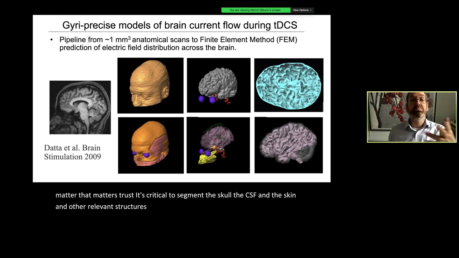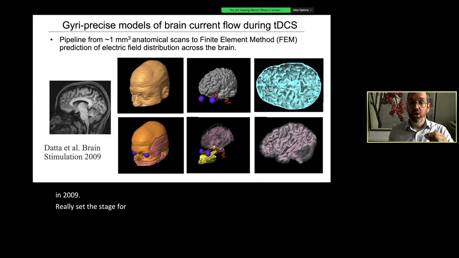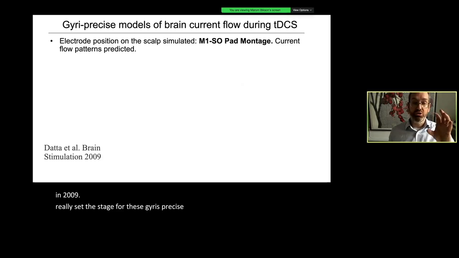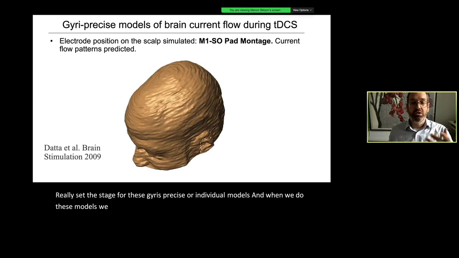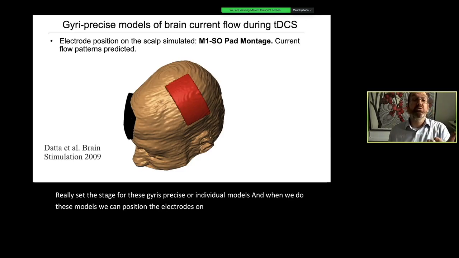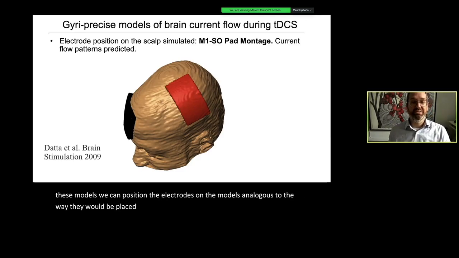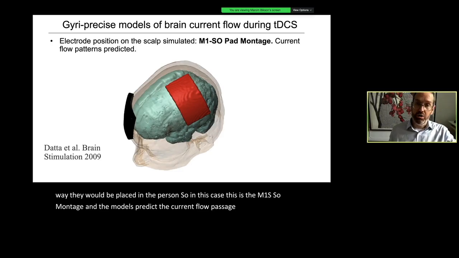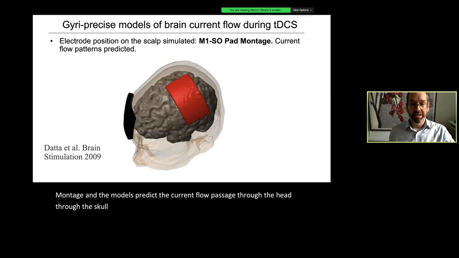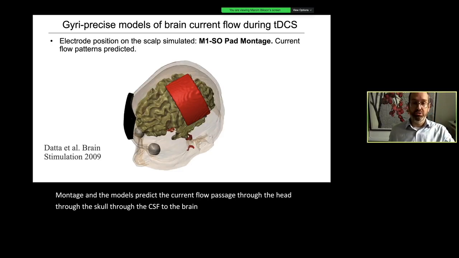And so the pipeline that we established in 2009 really set the stage for these gyri-precise or individual models. And when we do these models, we can position the electrodes on the models analogous to the way they would be placed in the person. So in this case, this is the M1SO montage. And the models predict the current flow passage through the head, through the skull, through the CSF, through the brain, through the deeper brain regions.